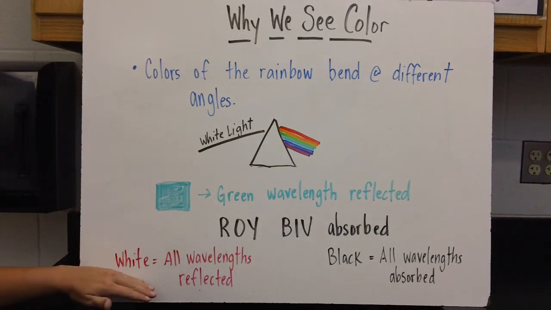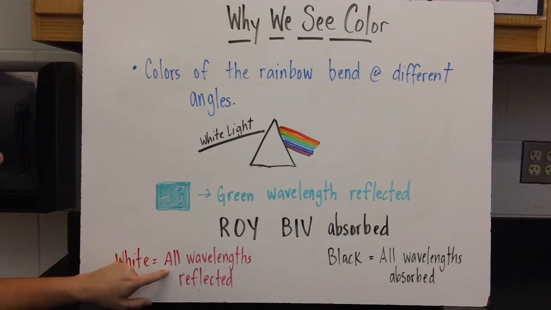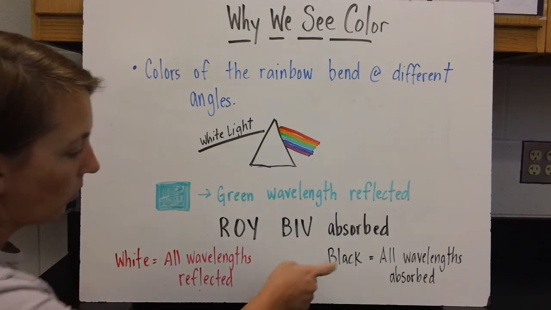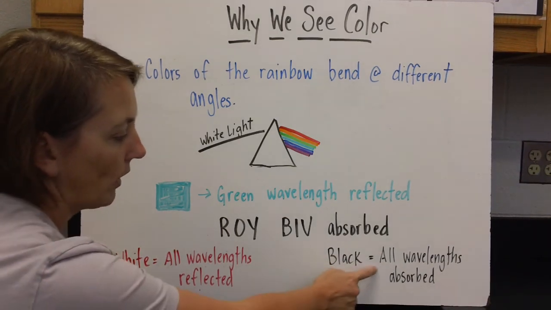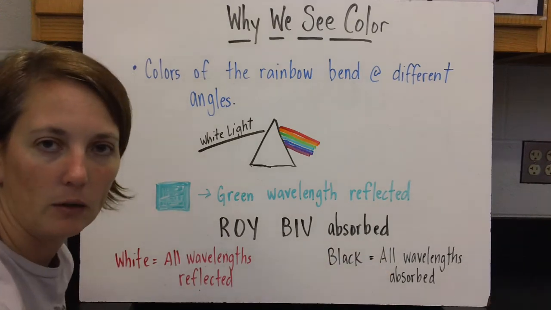White, all right, why do we see white? All wavelengths of the rainbow are reflected. Why do we see black? All wavelengths of the light are being absorbed.